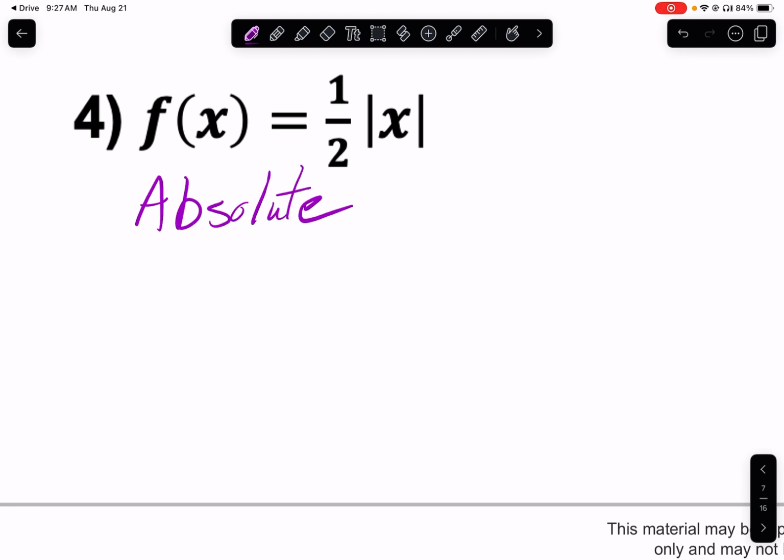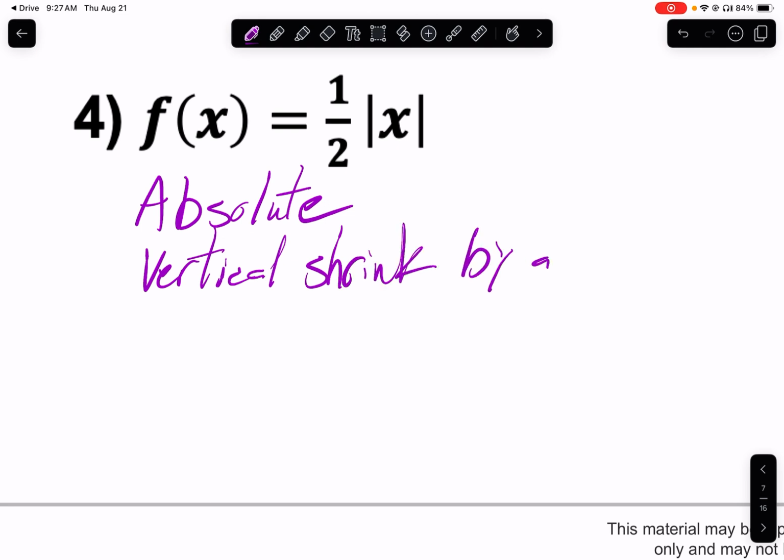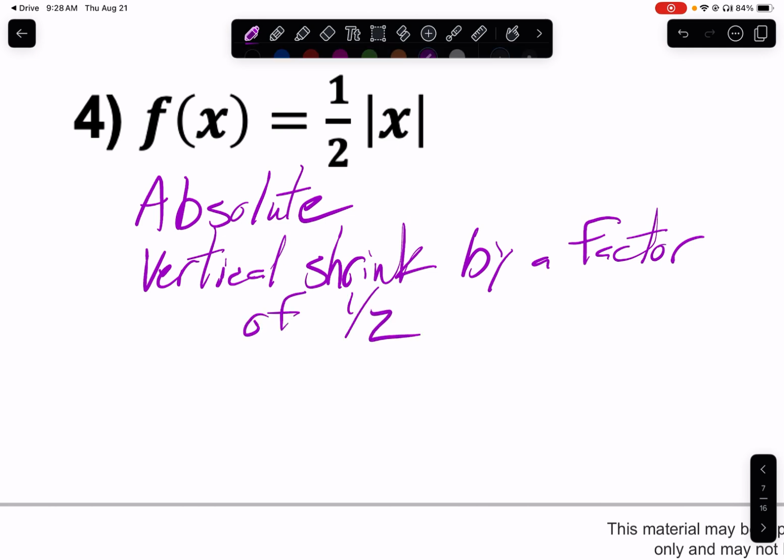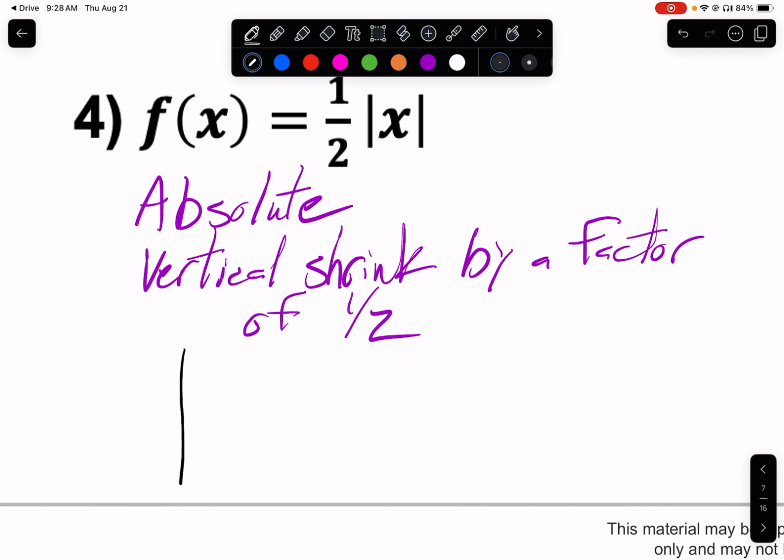So we're in the absolute family. Hey, it's not negative, so it is not reflected. So we just have a vertical shrink by a factor of 1/2. Okay, so this is going to make it look shorter and fatter, is what's going to happen. So our graph, the original parent function again, goes out 1, up 1, over 1, up 1. So we have to make this look shorter and fatter.